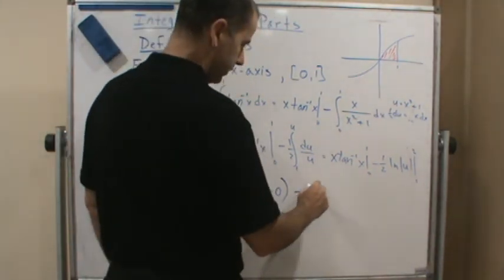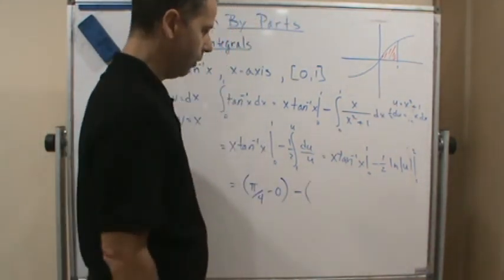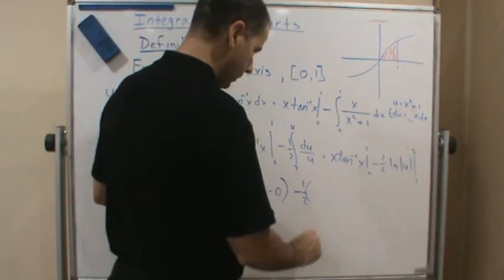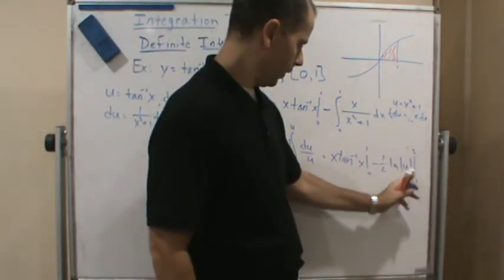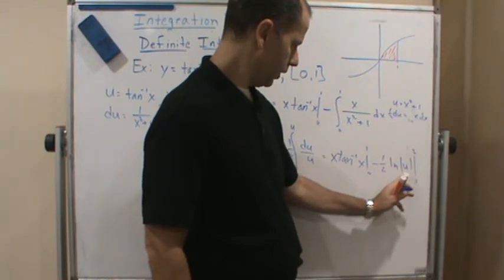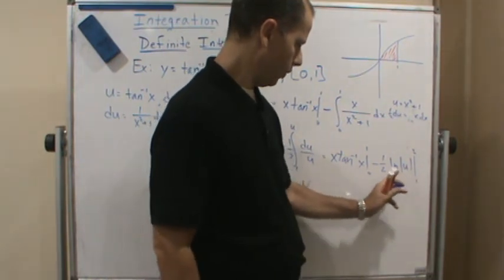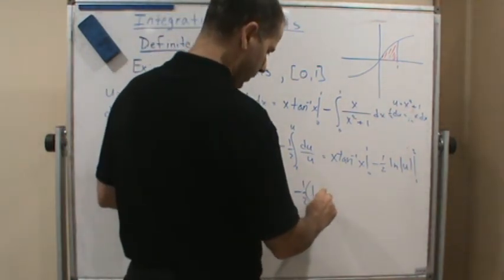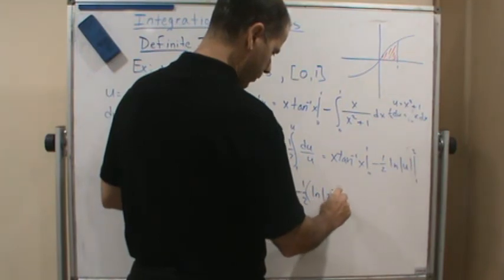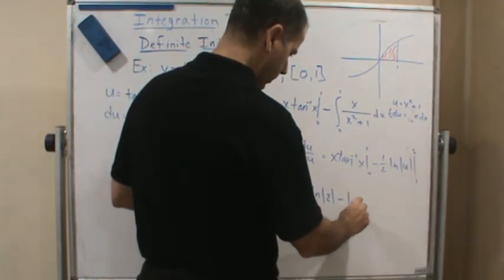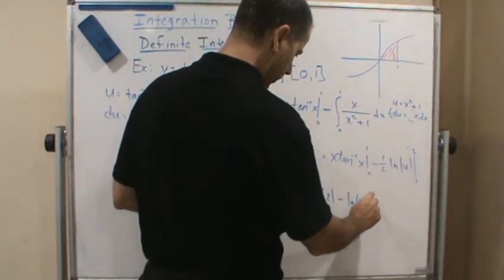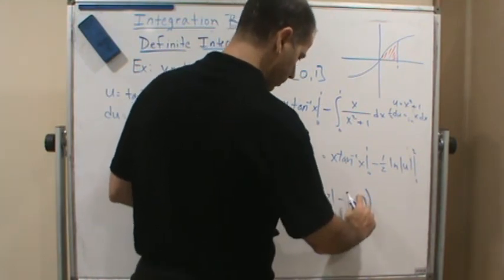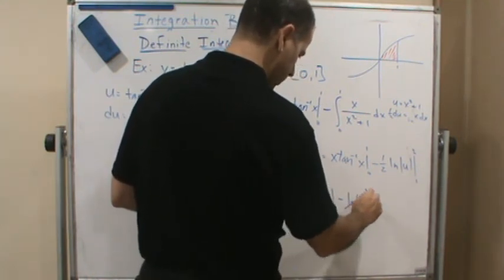And then minus, well, what do we have here? Well, this is going to give us minus 1/2, and this is going to be evaluated from 1 to 2. So the natural log of 2 minus the natural log of 1. Well, what's the natural log of 1? The natural log of 1 is 0. So we get 1/2 the natural log of 2 minus the natural log of the absolute value of 1, which is just 0.